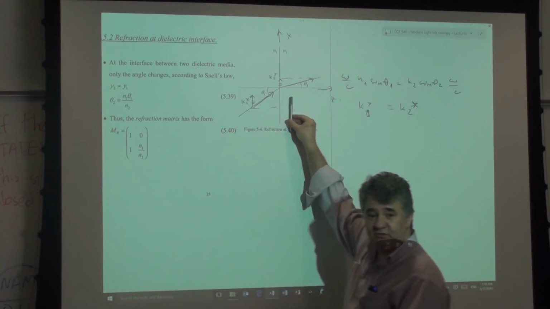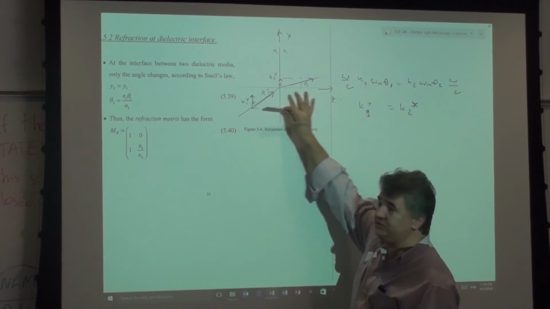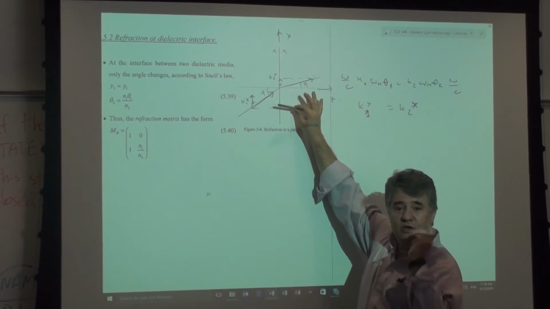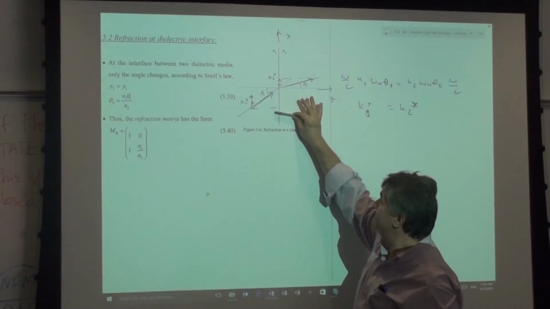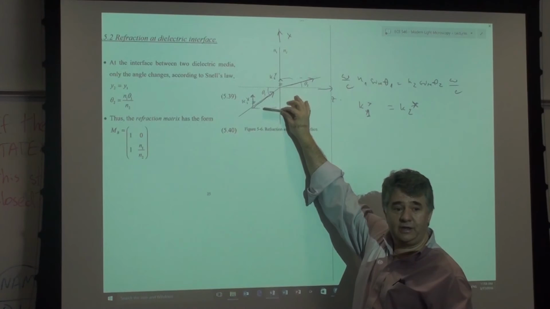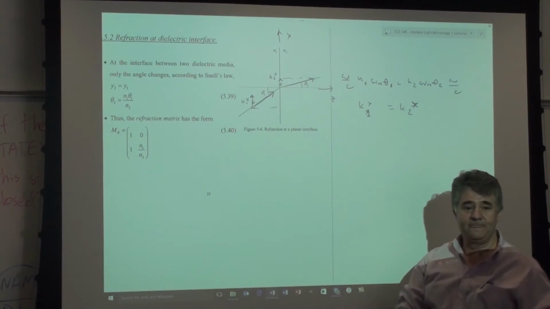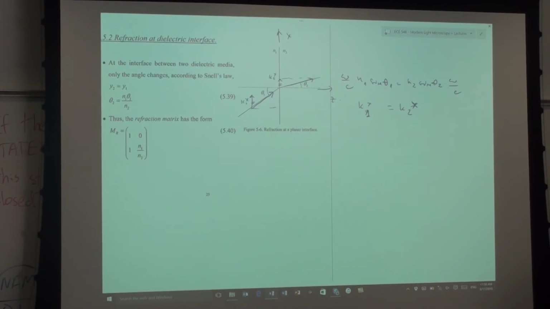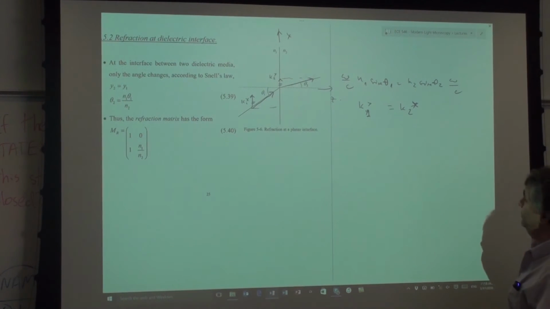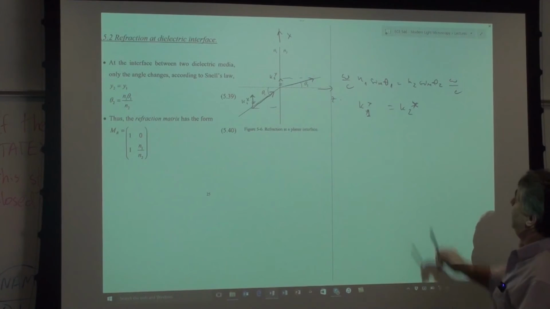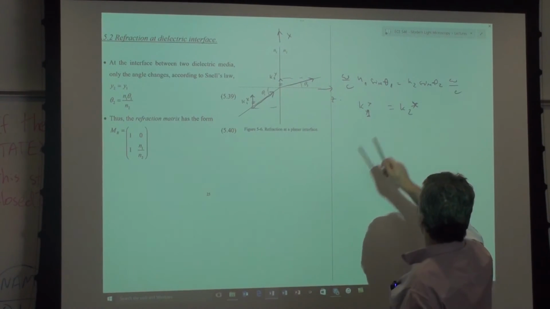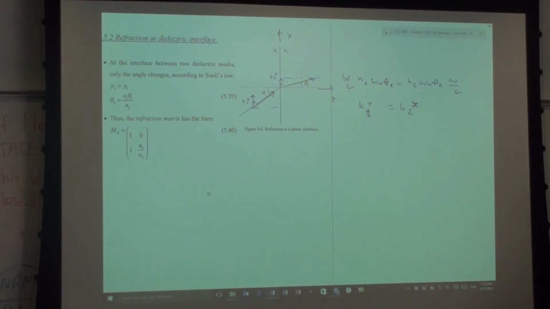The contrast in the refractive index happens in this direction. This is the gradient of the refractive index. So the change happens in the normal component of the k, nothing in the tangential component. Is that nice? Thinking in the k domain will save you a lot of trouble. Anyway, now that we know Snell's law, we can move on.